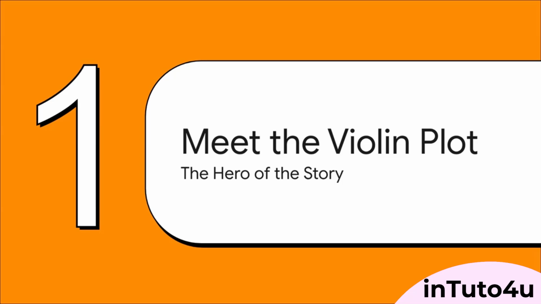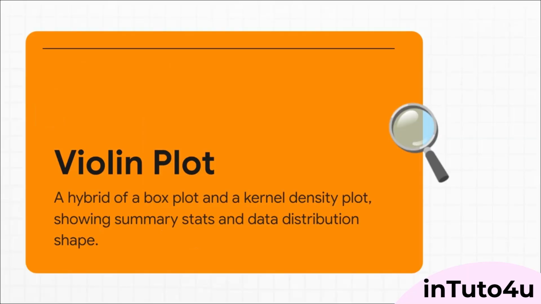Well, allow me to introduce the hero of our story today. Meet the violin plot. This thing is such a smart hybrid. It basically takes all the useful summary info from a box plot and smashes it together with something called a kernel density plot. Just think of a density plot as a smoothed out histogram. It really is the best of both worlds.